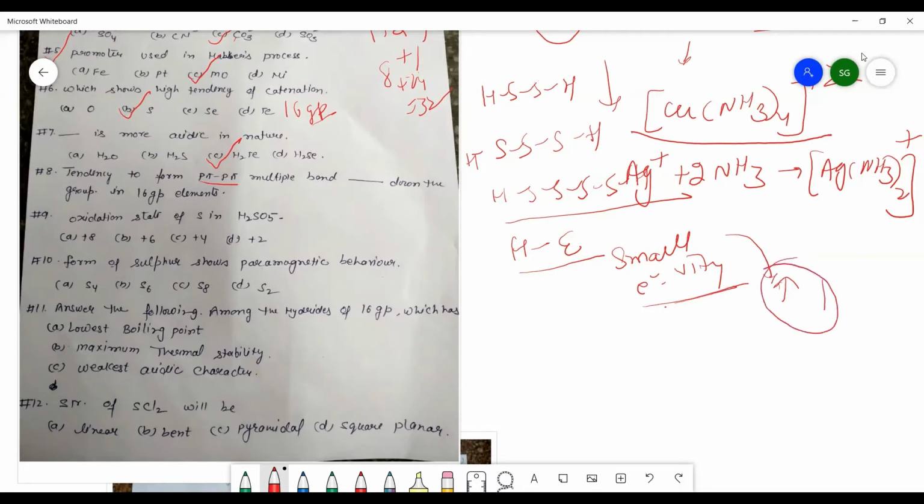So both the conditions will not be favorable for the p-pi multiple bond and the answer comes out to be decreases. Now the next one is the oxidation state of sulfur in H2SO5.